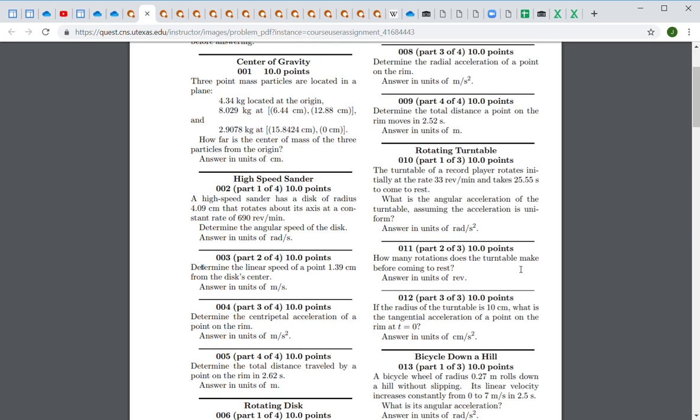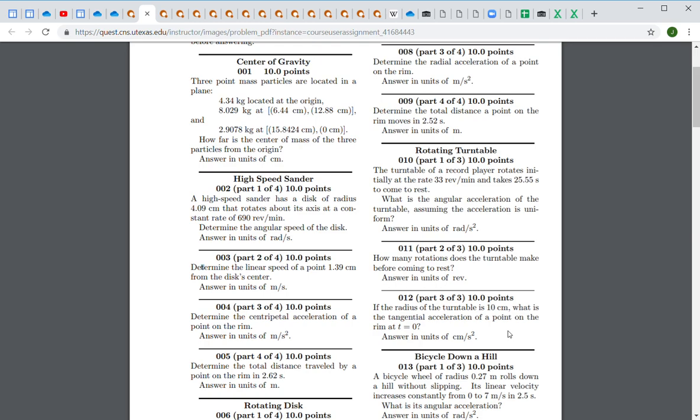What we want then, so we're almost there, we want delta theta, that's how far it rotates, but we want that in revolutions. So if we know it in radians, then we can multiply by 1 revolution over 2 pi radians, because the numerator and denominator are the same. That would get it in revolutions.